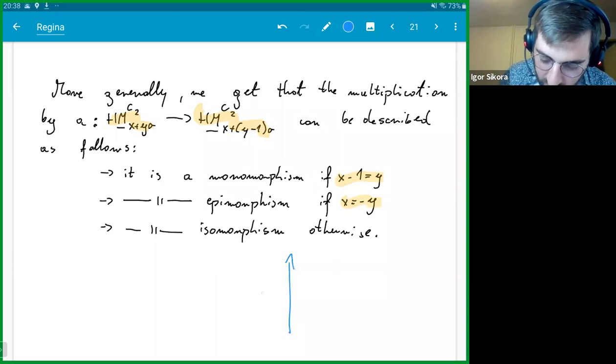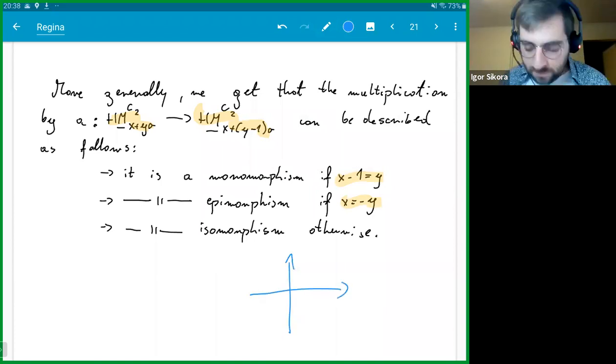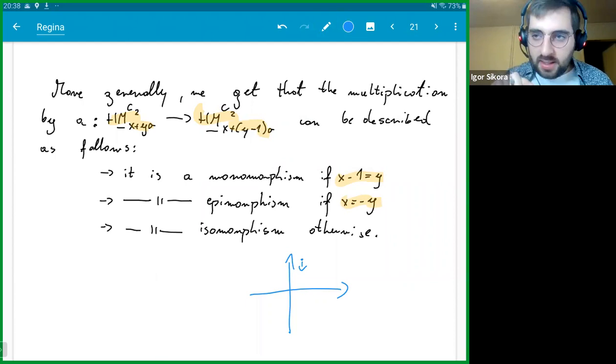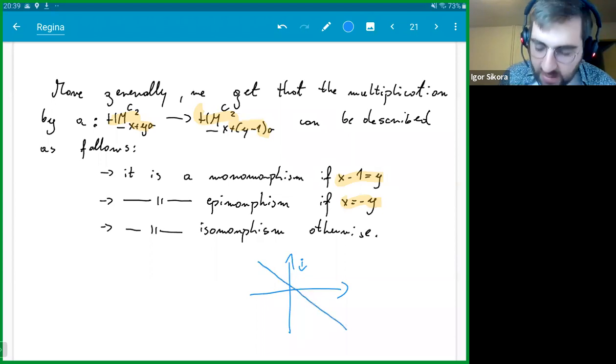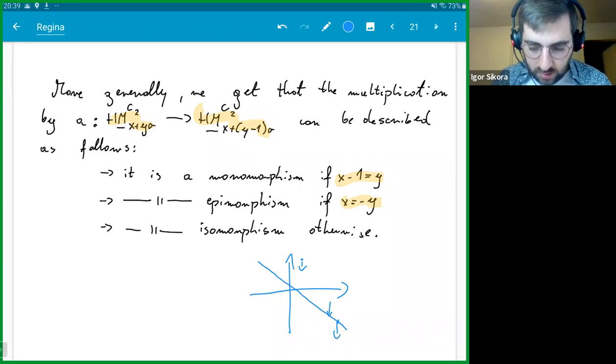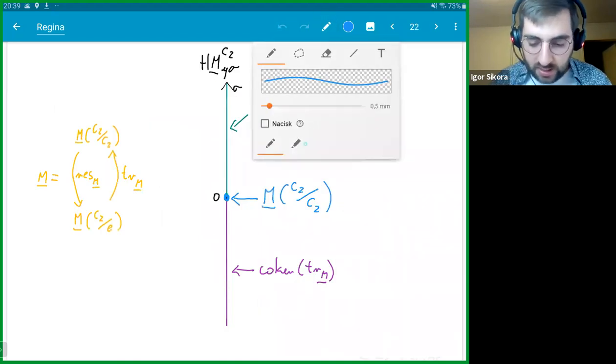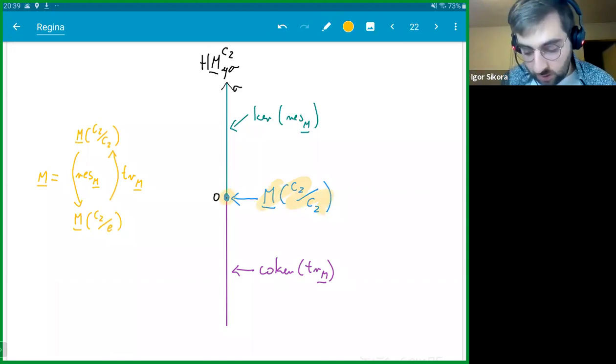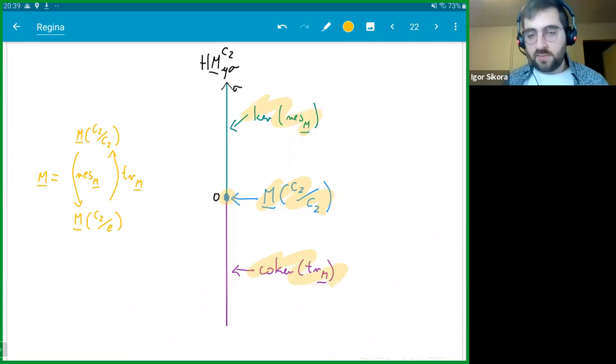Okay. So if we think about the plane, what is A doing? A is just going one spot down. Multiplication by A is just going one spot down. And this statement is telling us that multiplication by A is an isomorphism unless we either hit or start from the anti-diagonal. Okay. So this was the easier part of the computations, and this is how it looks. The vertical line, as I said, has in the 0 spot the top level of our Mackey functor. Below 0, we have the co-kernel of the transfer, and above we have the kernel of the restriction.